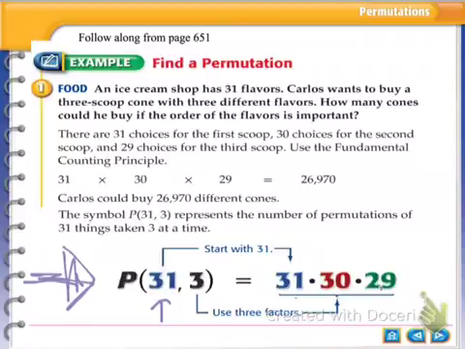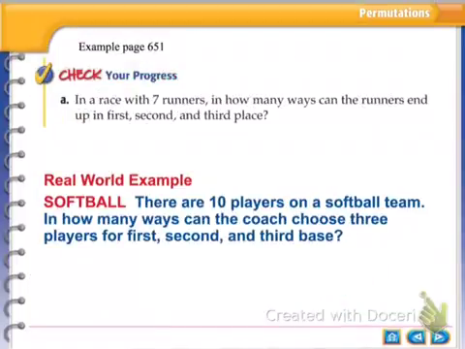So 31, 30, and 29 gives me 26,970 that I'm looking for. So I'm going to start with my first number, and then I'm going to write however many numbers are listed second, always taking 1 away. Okay, that's how a permutation works. So let's look at this.